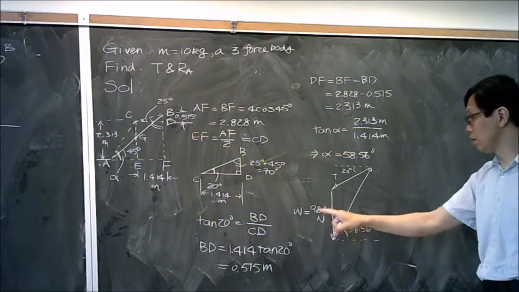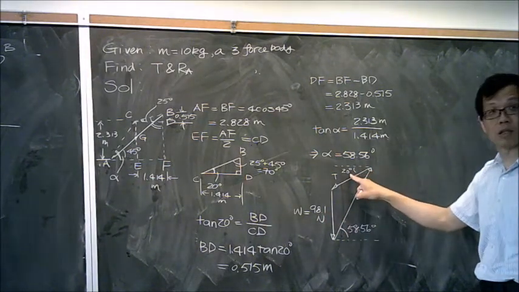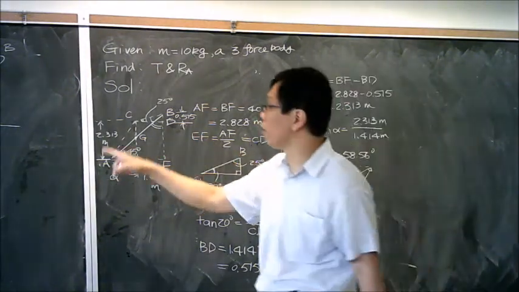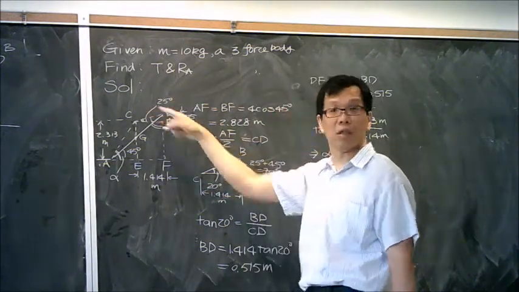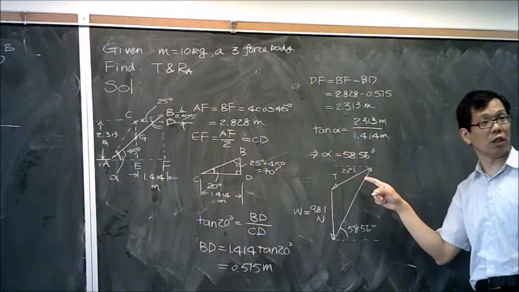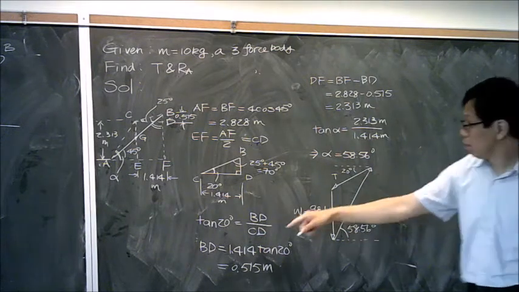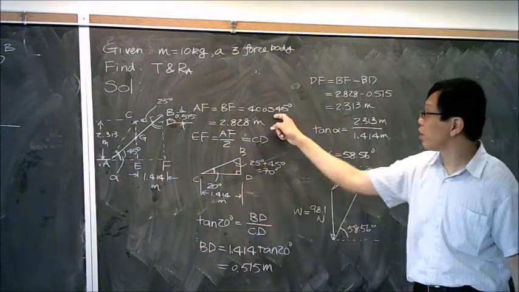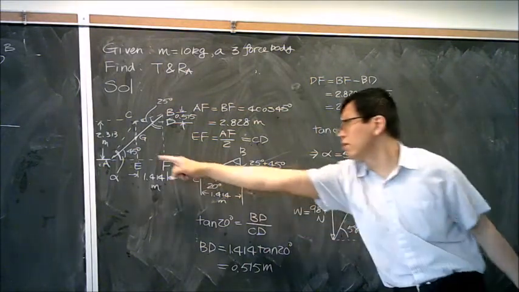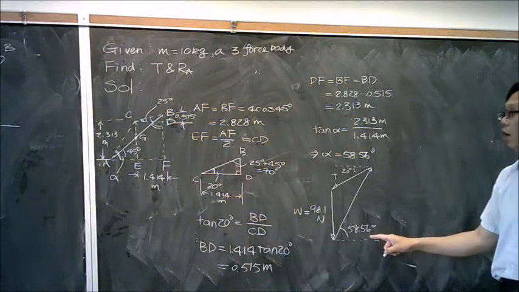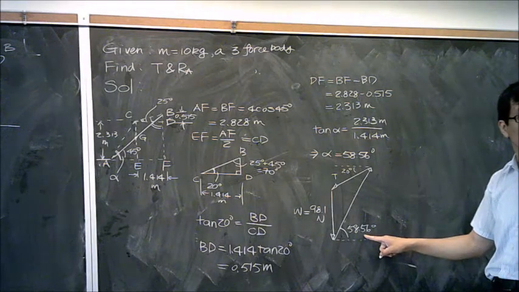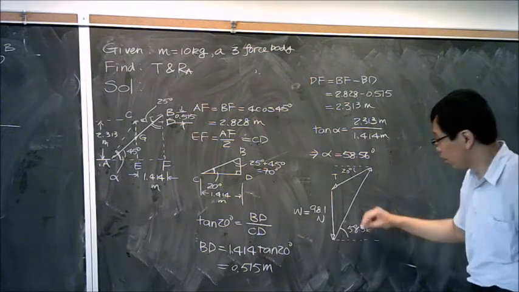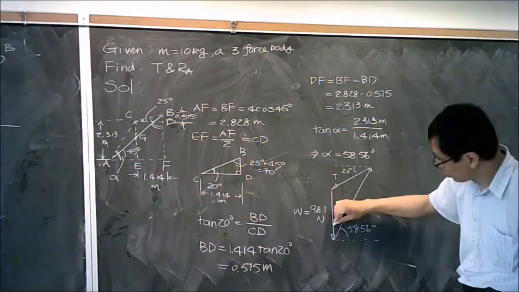What we know is the angle that's 20 degrees, because we figured it out somewhere here. This is 70, so this angle over here must be 20. And we take a long calculation from here to here and figure out alpha over here is 58.56 degrees. So that is something we have at this moment.